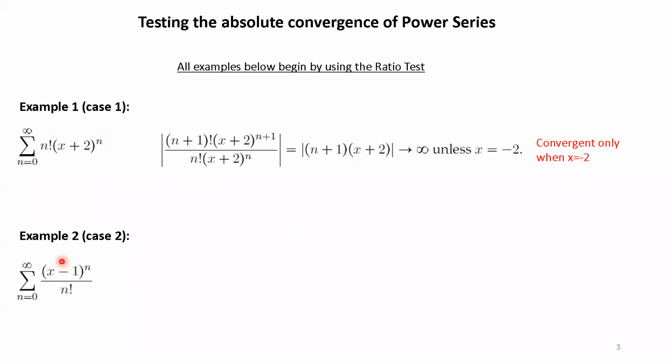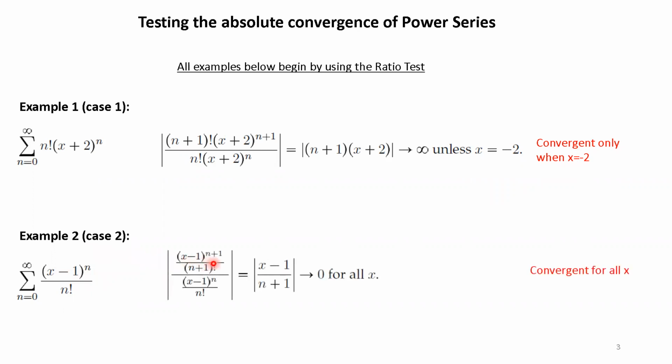Then the second case over here. Again, I just do the same ratio test. You see that the result is x minus 1 divided by n plus 1. Now, no matter what x value you take, this will be a convergent series.